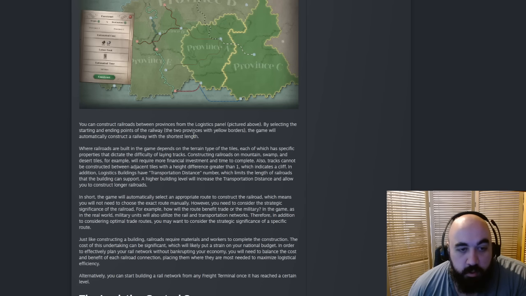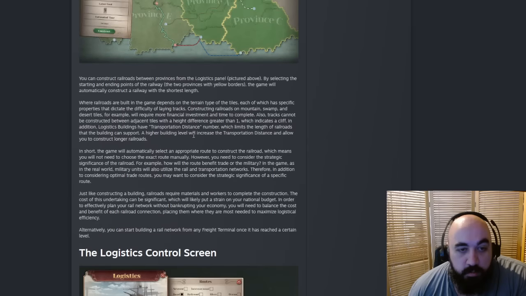Fair. Where railroads are built in-game depends on the terrain types of the tiles, each of which has specific properties that dictate the difficulty of laying tracks. This makes sense. Constructing railways on mountain, swamp, and desert tiles, for example, requires more financial investment and time to complete. Really? For the desert? Isn't the problem with the desert that it moves around more so than it's difficult to... Whatever. Also, tracks cannot be constructed between adjacent tiles with a height difference greater than 1, which includes a cliff.